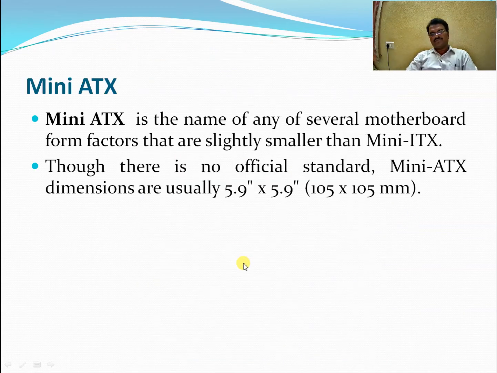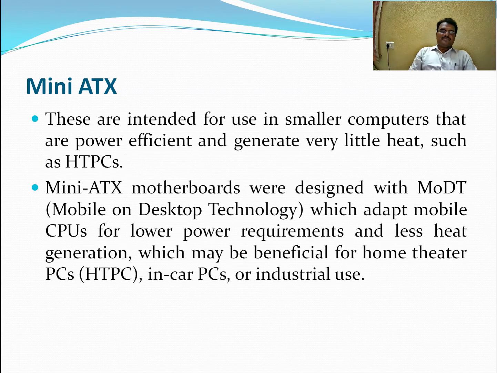The next form factor is Mini ATX. Mini ATX is the name of any of several motherboard form factors that are slightly smaller than micro ATX. Though there is no official standard, Mini ATX dimensions are usually 5.9 inches by 5.9 inches, that is nothing but 105 by 105 millimeters. These are intended for use in small computers that are power efficient and generate very little heat, such as HTPCs. HTPCs are nothing but home theater personal computers.